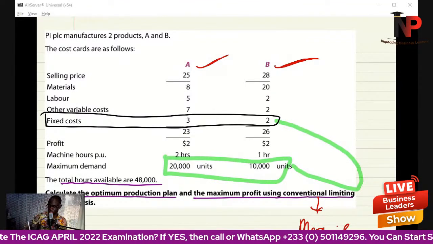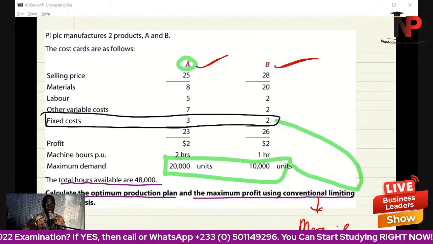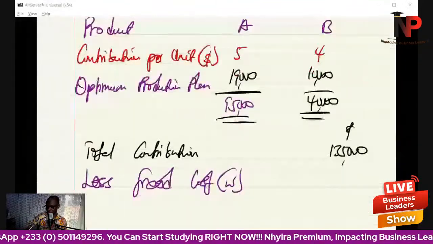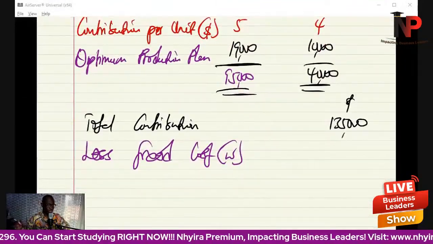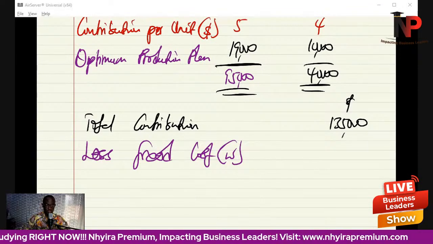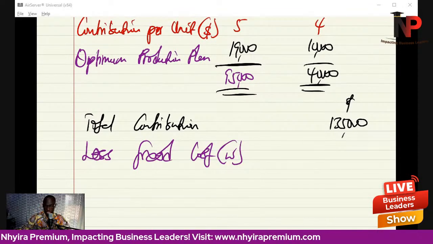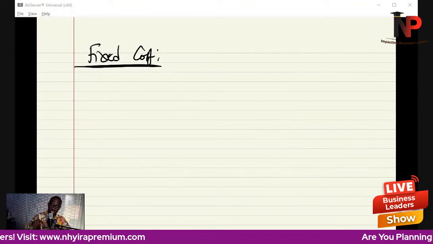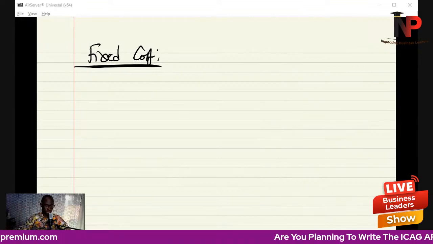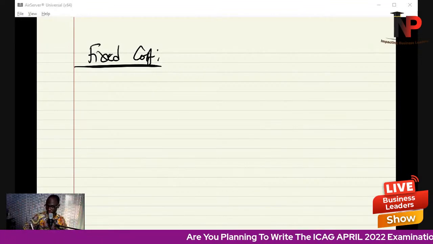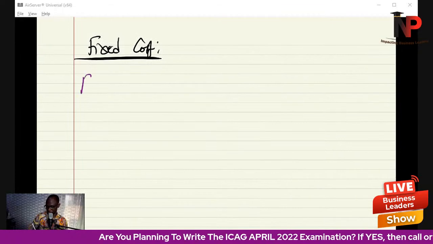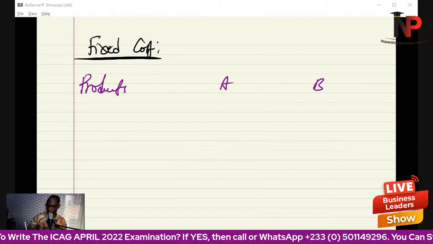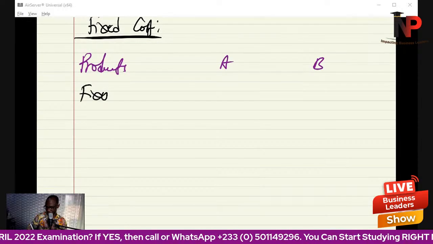So that even though product A, the entity has a plan of producing 20,000, and from the production plan we are making only 19,000, the fixed cost will still be what? Incurred. Okay, the fixed cost will still be incurred. So when it comes to calculation of the fixed cost, we're going to be using the maximum demand or the budgeted units and not our units for the production plan. I hope that makes sense very well. So we're going to slash in our products. Again, A and B. We can bring in the fixed cost per unit.